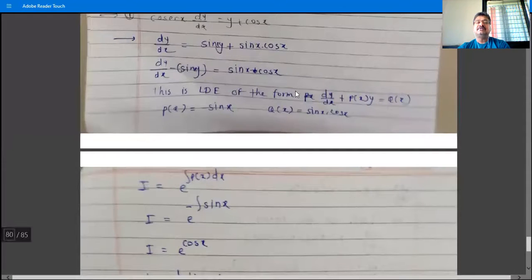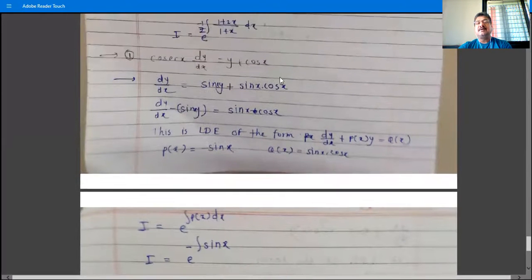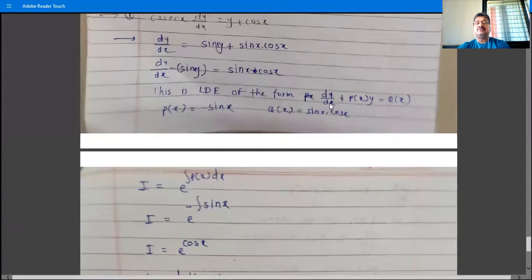And this is a linear differential equation of the form dy by dx plus P(x) y is equal to Q(x). What is P(x)? P(x) is minus sine x and Q(x) is sine x into cos x. So this given differential equation is linear. We have to reduce this linear differential equation to its standard form. What is the standard form? dy by dx plus P(x) y is equal to Q(x), or another standard form of linear differential equation is dx by dy plus P(y) x is equal to Q(y). So P(x) is minus sine x and Q(x) is sine x into cos x.